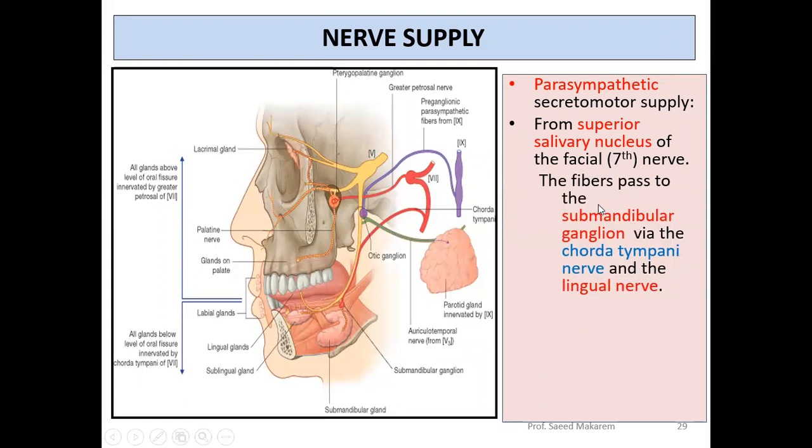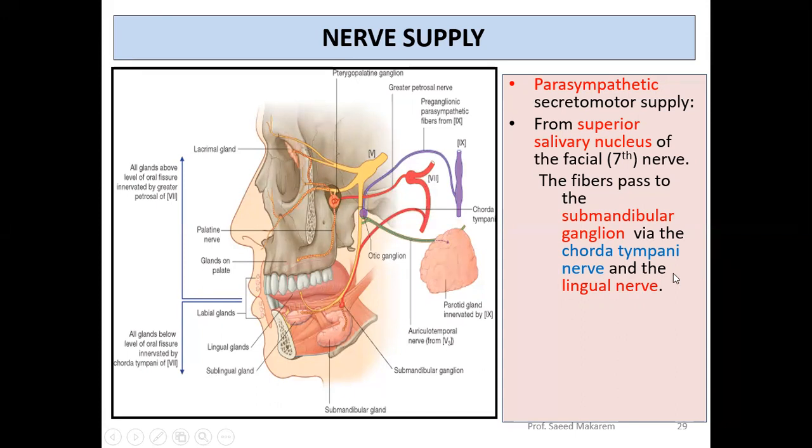The fibers pass through the submandibular ganglion via the chorda tympani nerve and the lingual nerve. If you see here, this is the otic ganglion, and this is the chorda tympani. The superior salivary nucleus will be here, and these are the parasympathetic and sympathetic fibers which are passing all the way. So the fibers go to the submandibular ganglion via the chorda tympani nerve. So it will be passing through this chorda tympani nerve. This is the seventh cranial nerve, the facial nerve.